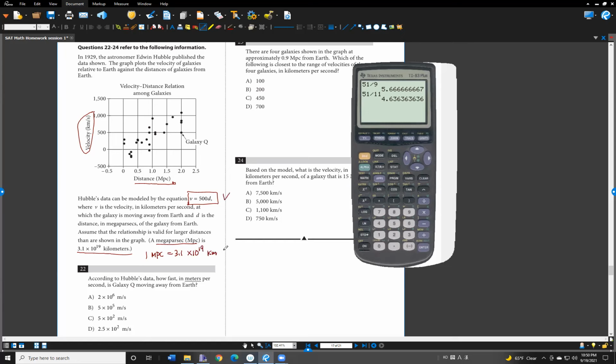So we have two equations over here, okay? How fast is the galaxy cube moving away from the Earth, in meters per second? Take a look, meters per second, not kilometers per second, okay? Meters per second. This guy's speed is about 500 kilometers per second.